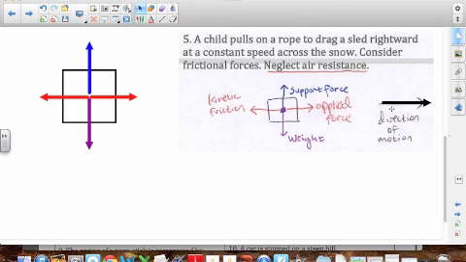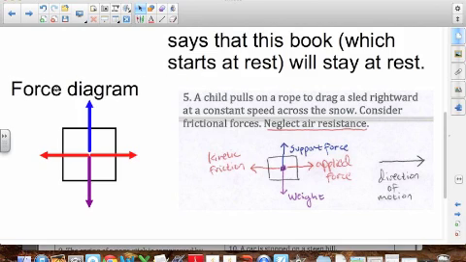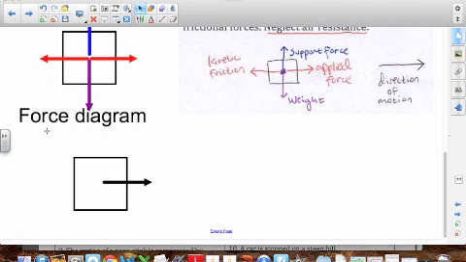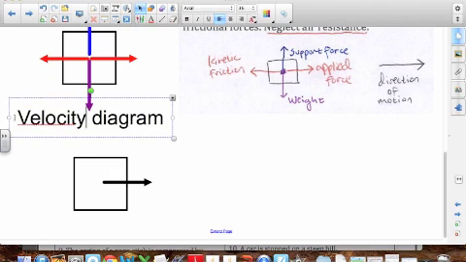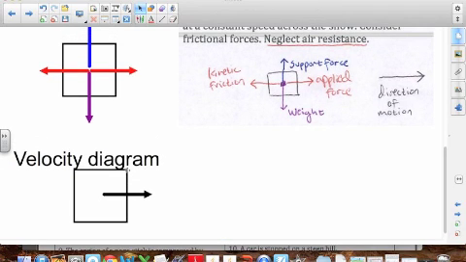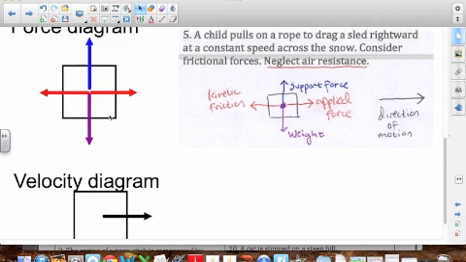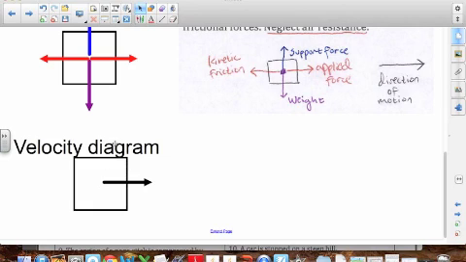Notice that I drew it completely separate from all of the arrows over here. A force diagram just has vectors representing the forces acting on that object. So this is the force diagram up here of our sled. But down here, we can say that this is a velocity diagram. I'm actually just making that up, but it seems to work. The point is that you don't want to mix all of these different types of vectors together. You want to keep your forces in one diagram and your velocity in a separate diagram.